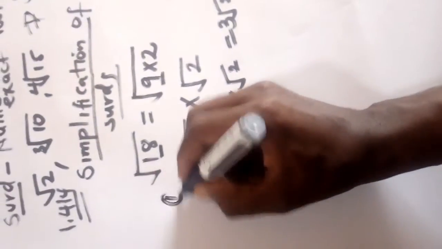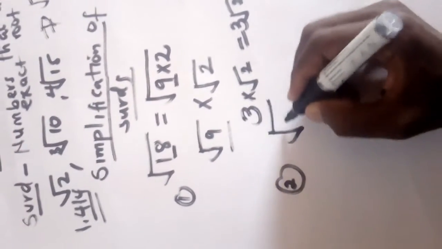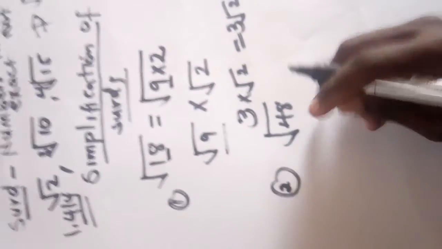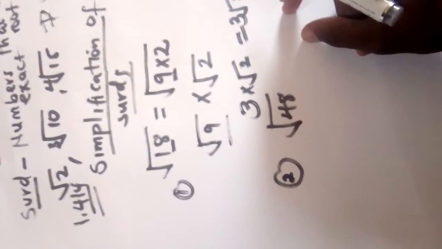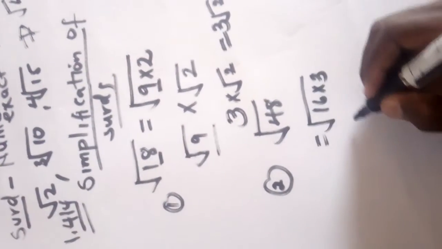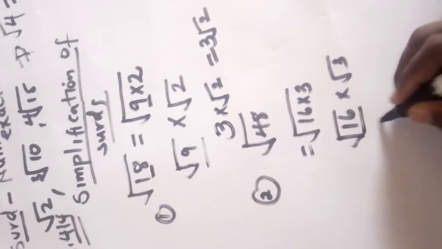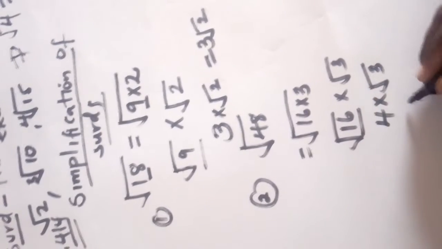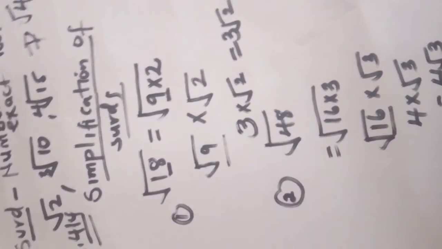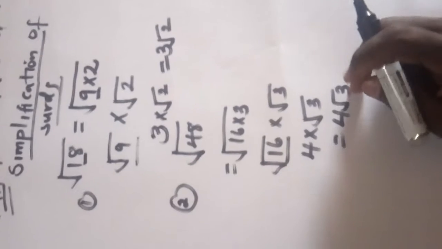Another example, if you are told to find the square root of 48, we look for two numbers which are factors of 48, such that one should have an exact root and the other one should be a surd. Here they are going to be 16 times 3, and then the square root of 16 multiplied by the square root of 3. The square root of 16 is 4 multiplied by the square root of 3, and we get 4 root 3. So you must look for two numbers, one having an exact root and the other one a surd.